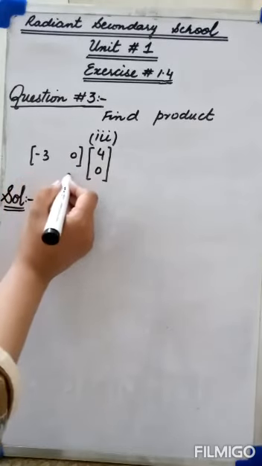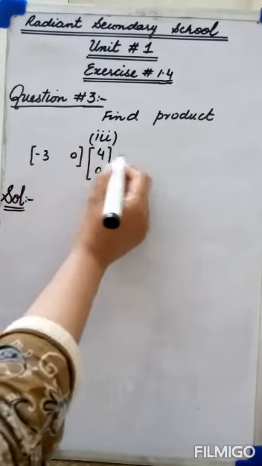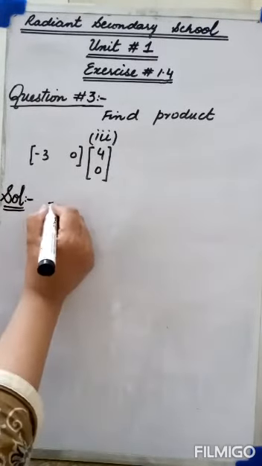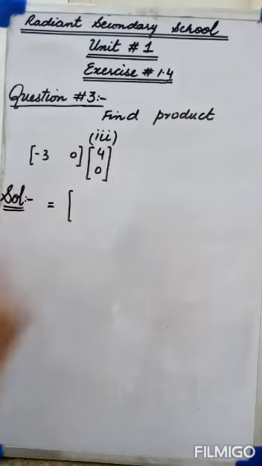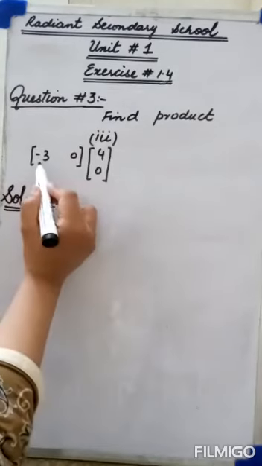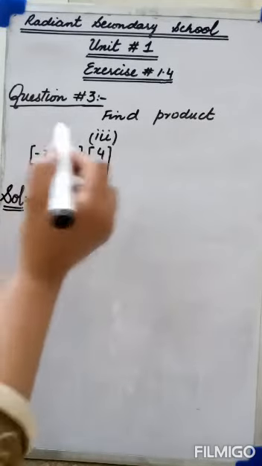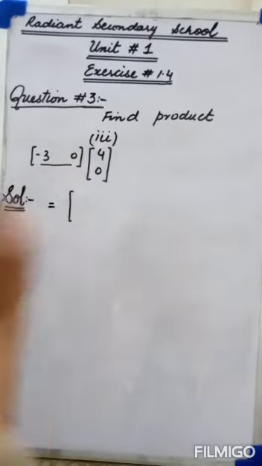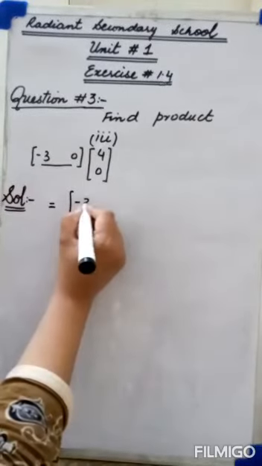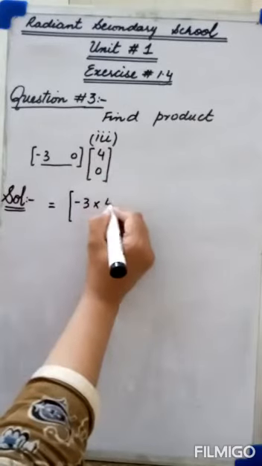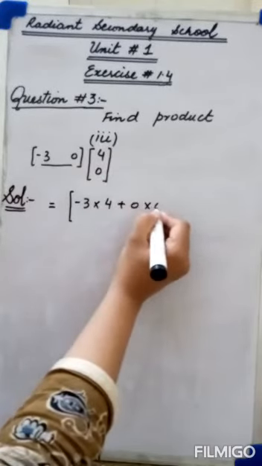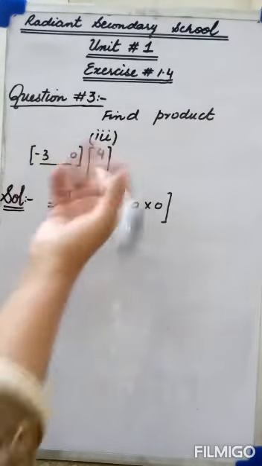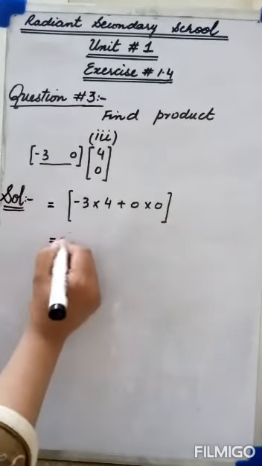How many columns are there in the first matrix? 2 columns. And how many rows are there in the second matrix? 2 rows. So we can multiply them. And what is the method I have told you to multiply the matrices? We will take the first row and multiply it with the columns in the second matrix. Now we have just one row and one column. So we will multiply this row: minus 3 multiplied by 4 plus 0 multiplied by 0. Clear? Now we do not have any more rows and columns, so the question is completed. We just multiply them.